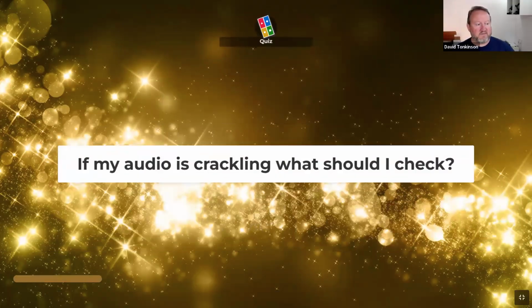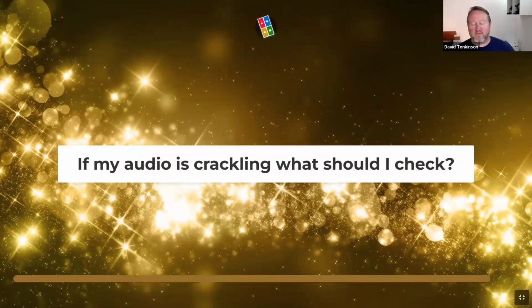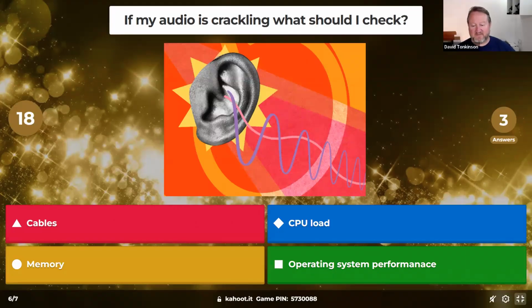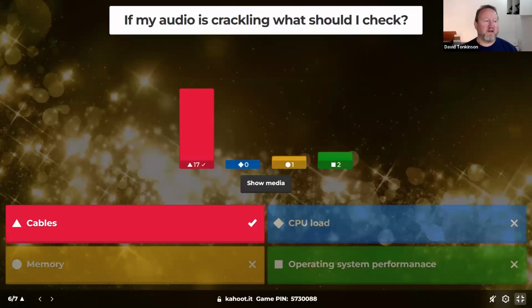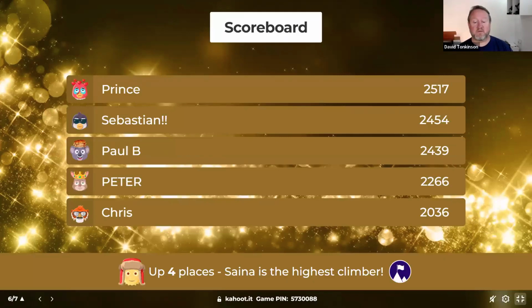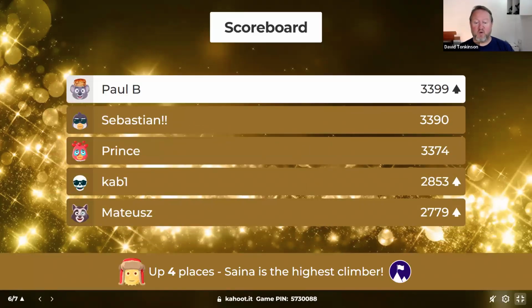Last question of this short section. If my audio is crackling, what should I do? Cables, cables, and cables. I'll say it again and again. Yes. Most of the stuff that we have in terms of this troubleshooting area for these particular sections are based around the cables. Let's see how that fixes it. Paul, back in the game. Well done, Paul.